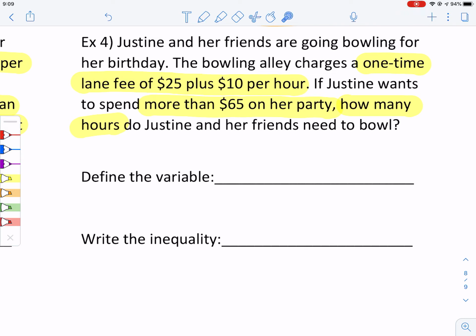Okay, if you look at your question, it says how many hours. So let's say H stands for the number of hours. So that's how many hours her and her friends are going to bowl for. Okay, and there's your first point. Now let's try to name your inequality. So read the problem again and see if you can figure out what would your inequality be for this one.